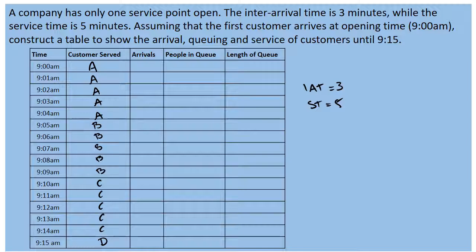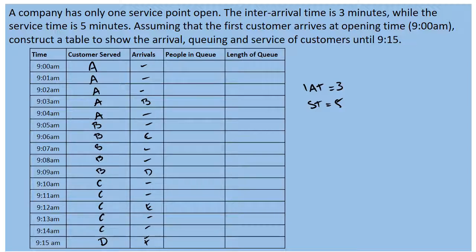Now we also know we have an inter-arrival time. So let's see when people are turning up. So no one arrived in the first minute. Well, I think we'll start our first arrival at 9:03, and then 1, 2, 3 minutes later at 9:06 we have customer C. So D will turn up 3 minutes later, and then E would turn up 3 minutes later, and then F would turn up 3 minutes later after that.